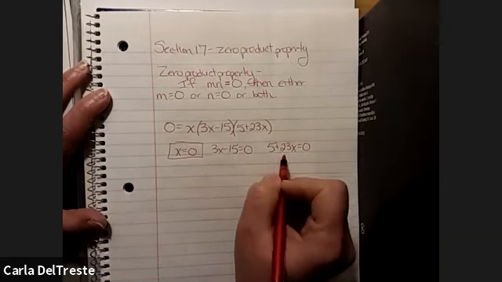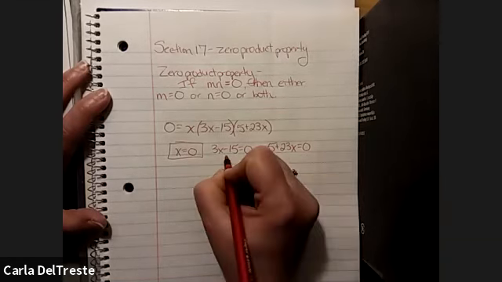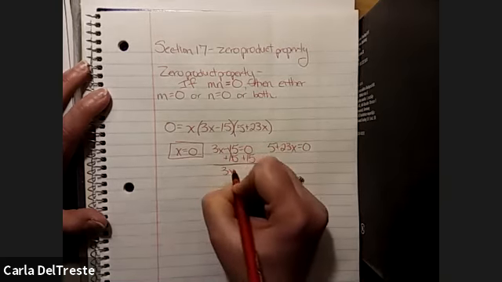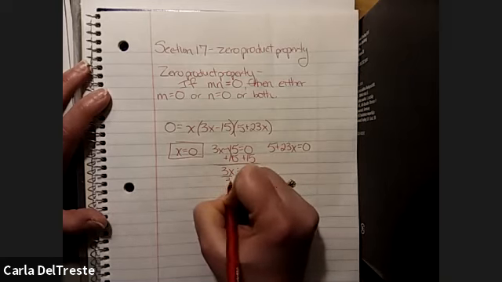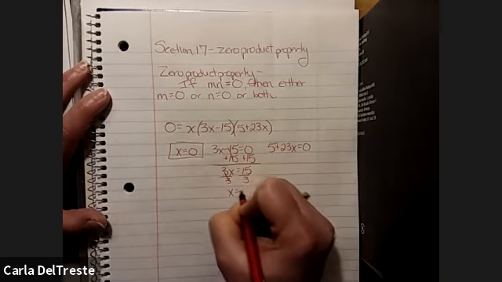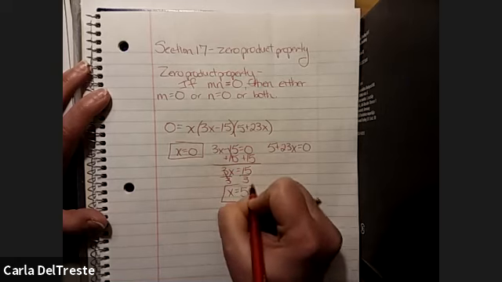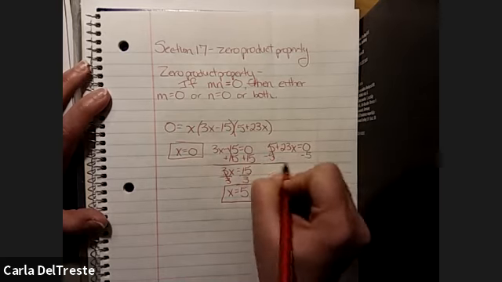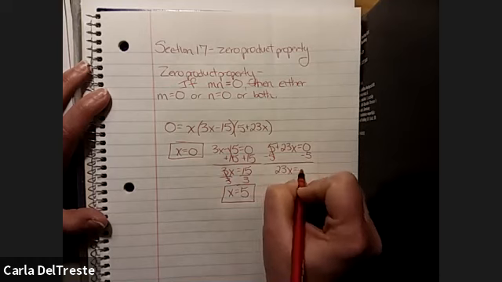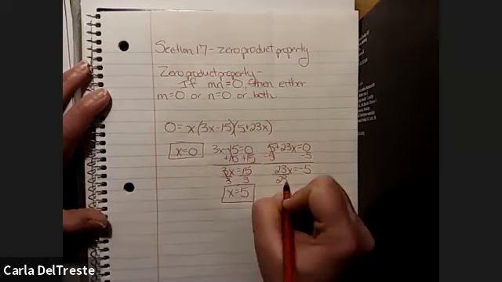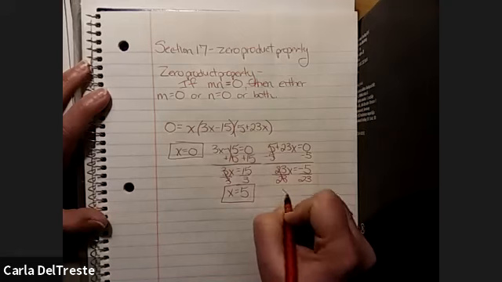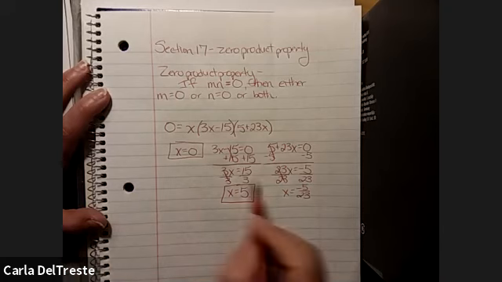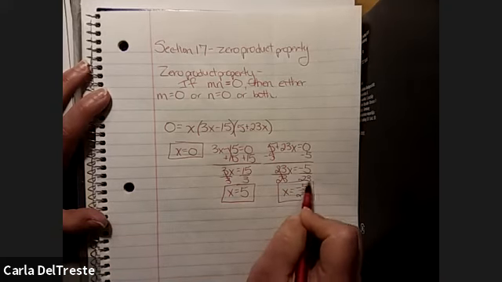But now I have to solve these smaller equations. So do a little bit of algebra, add 15 to both sides for this one, and then divide by 3, and I get x equals 5. So there's another solution. Subtract 5 from both sides. So 23x equals negative 5. Divide by 23. This is not a nice number. It's going to stay a fraction, but this is one of my solutions.